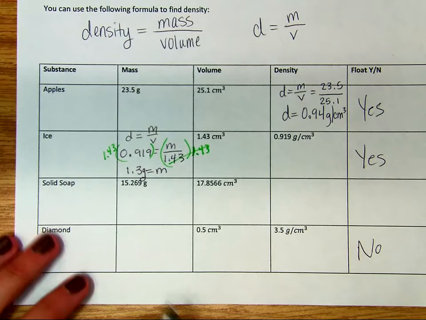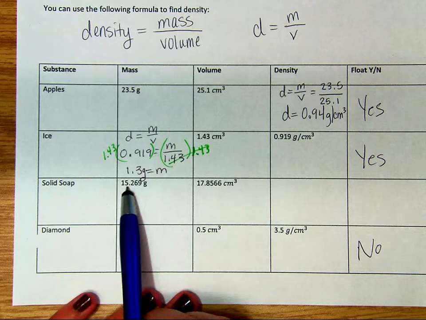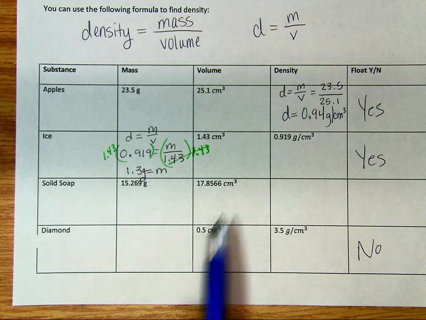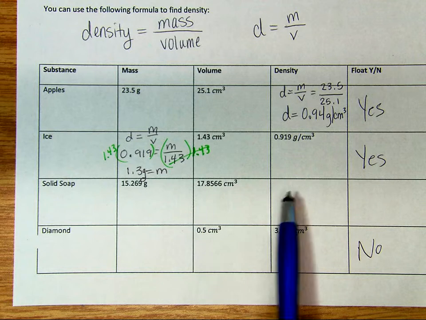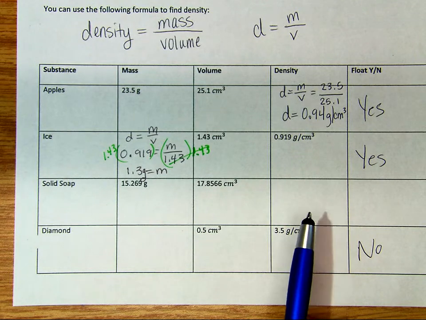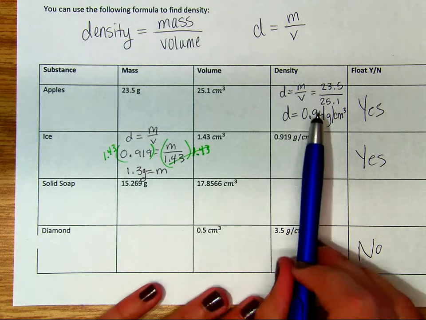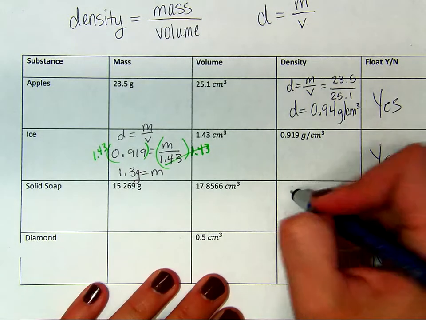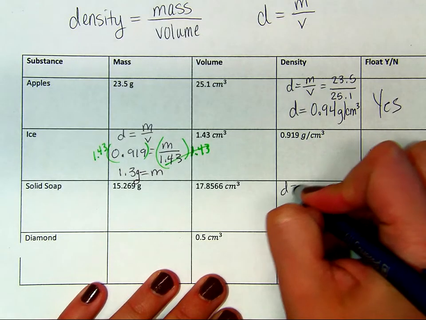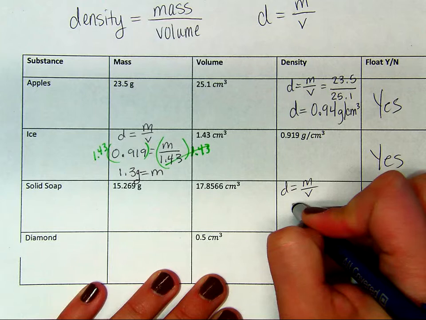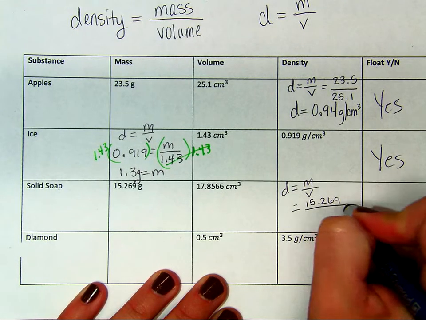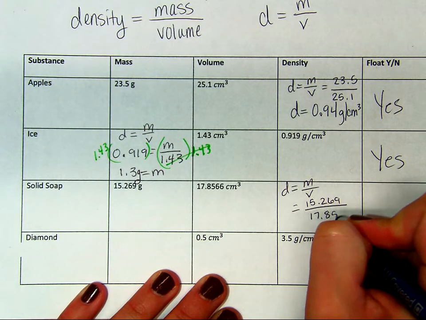All right, solid soap. So let's say I have 15.269 grams of soap, and I know the volume is 17.8566 centimeters cubed, and I want to find the density. So I'm going to do this just like I solved for density with the apples. So density is just mass divided by volume, which in this case is 15.269 divided by 17.8566. Type that in on your calculator.